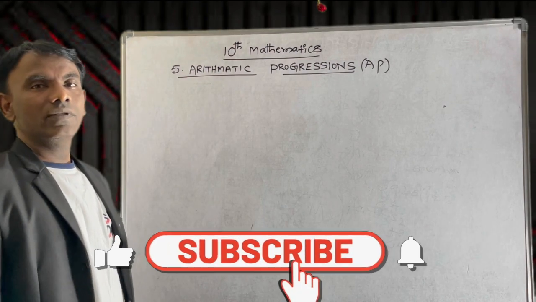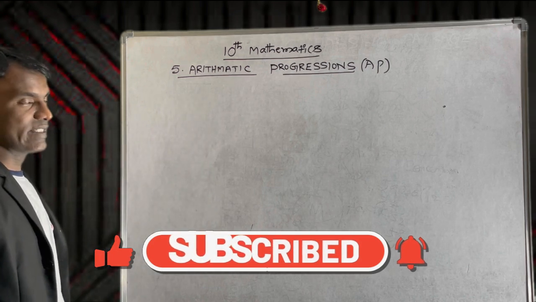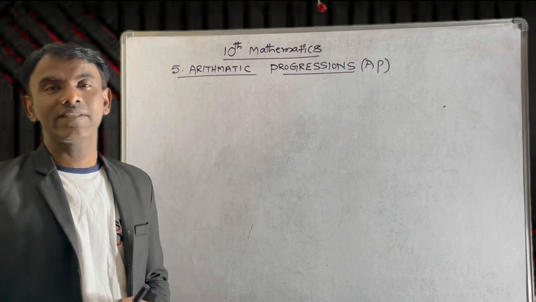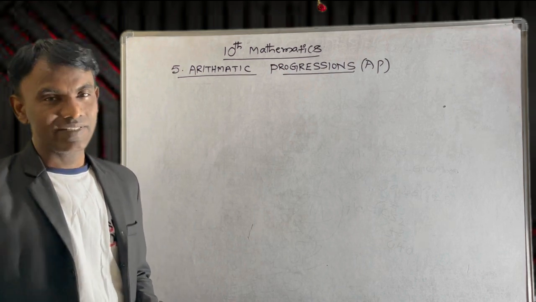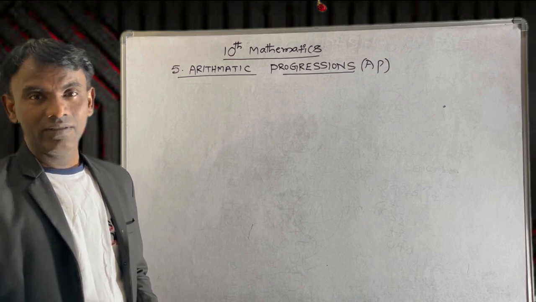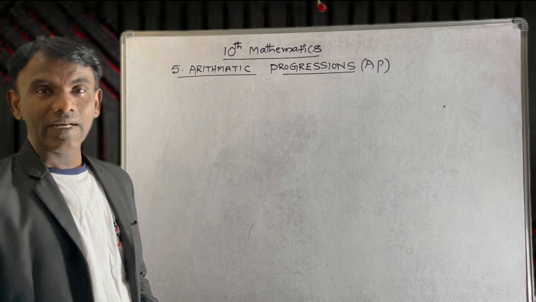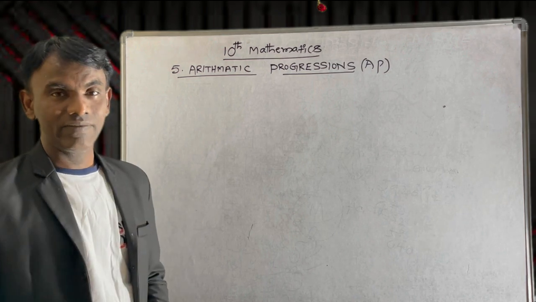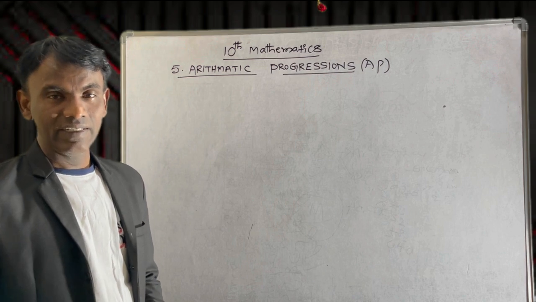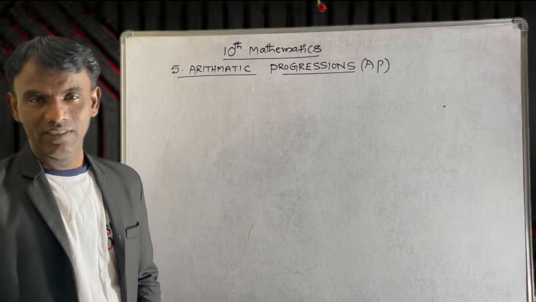So, in today's class, we discuss arithmetic progressions. First we discuss sequence: what is the definition of a sequence and how to write the terms. If the nth term is given, then how to write the first term, second term, third term, fourth term. After that, we discuss the definition of arithmetic progression, how to write it, and how to identify an arithmetic progression.